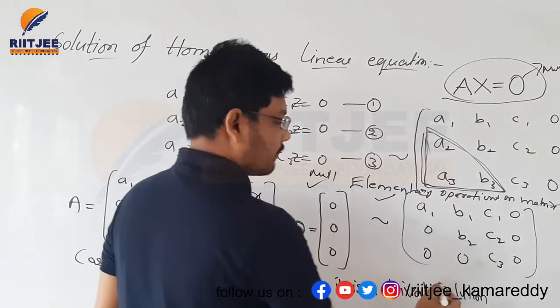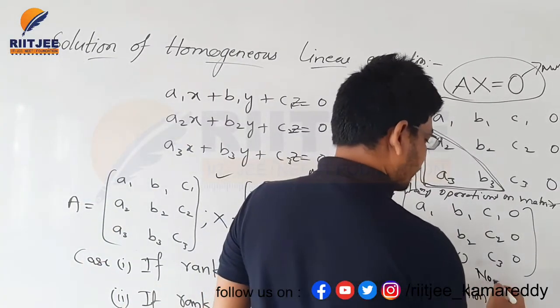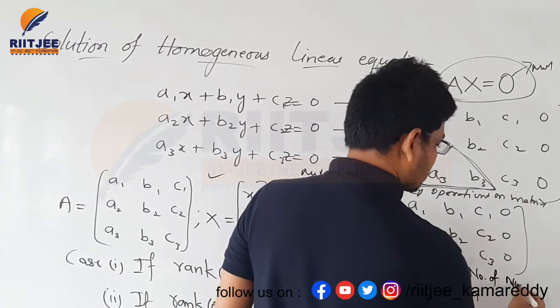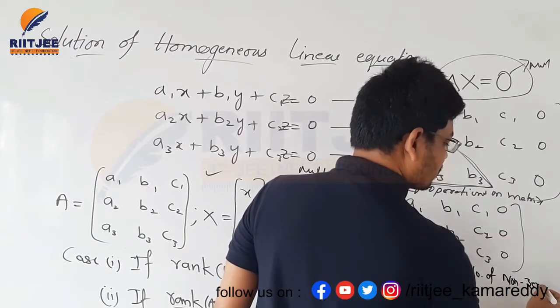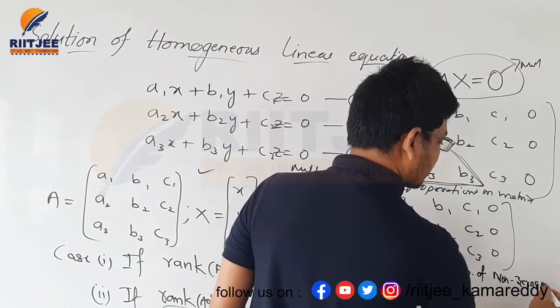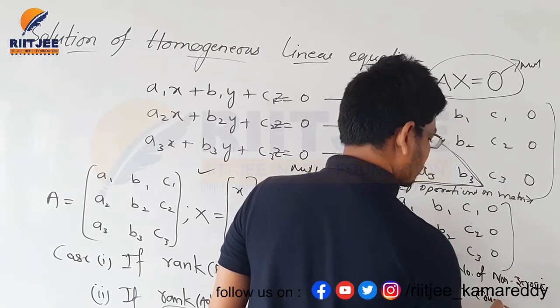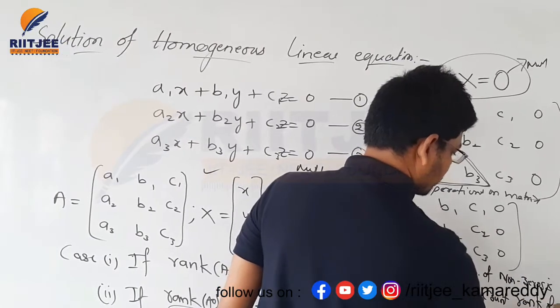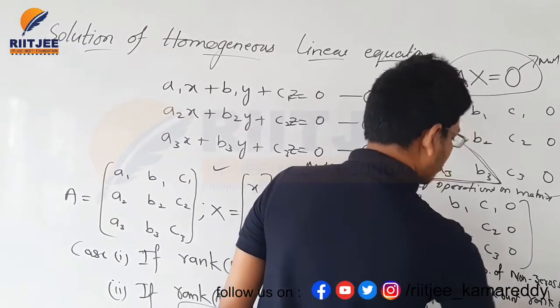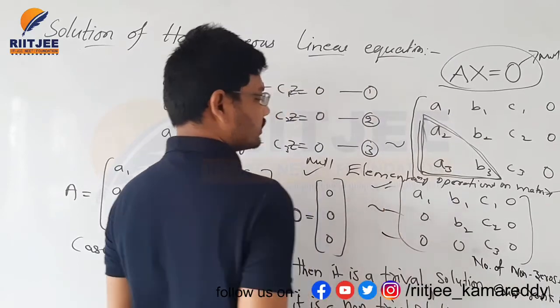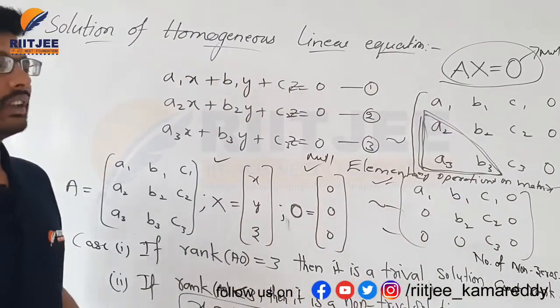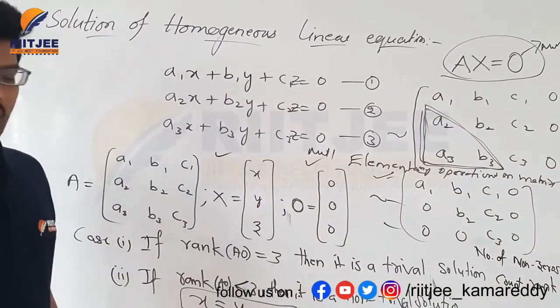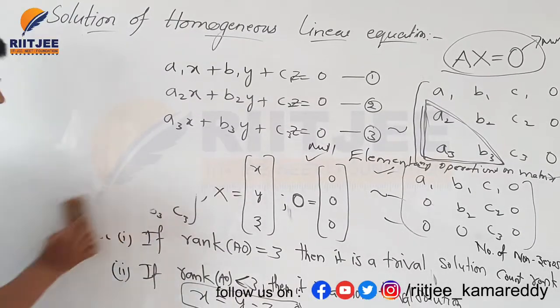So here the number of non-zero rows is called the rank of the matrix. Here the number of non-zero rows counts as the rank of a matrix, and this is all about the general form. And let us see one example question here.